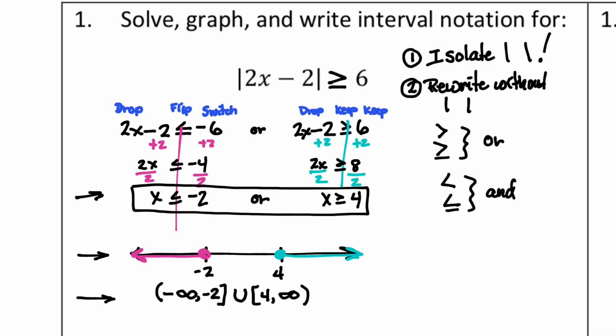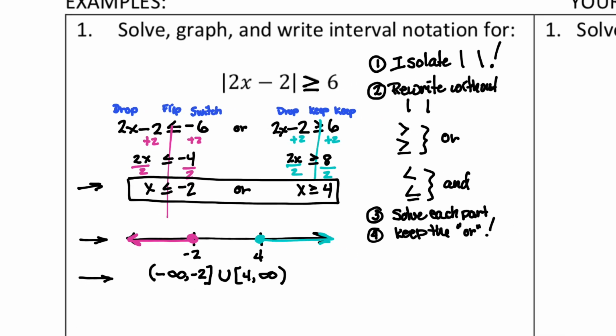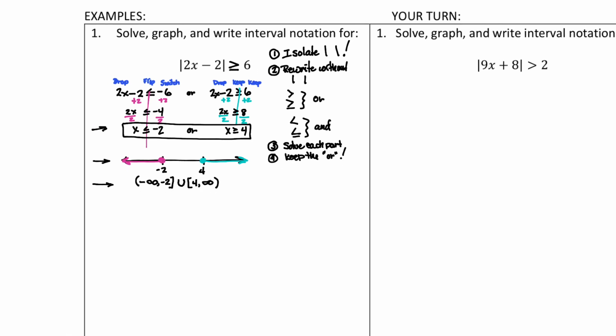Okay, let's do step 3 over here. Solve each part, and keep the "or". And then you do the number line and the other. That's just in the solving part. Okay, do yours. See what you can do with that one.